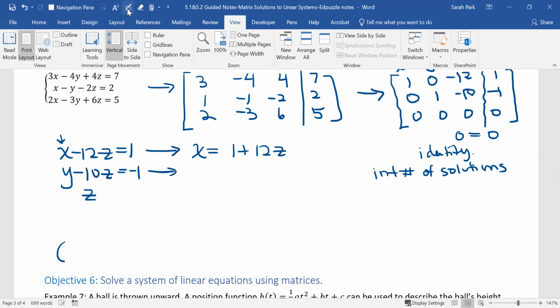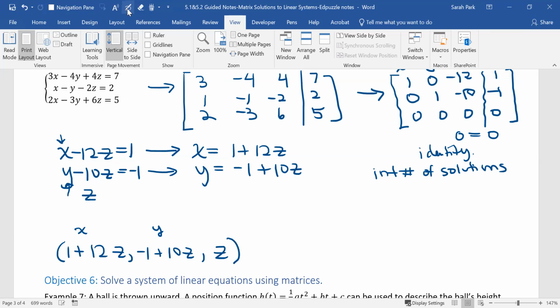And from the second equation, let's isolate the y. y is equal to -1 plus 10z. And so our solution is x can be expressed as 1 plus 12z. y can be expressed as -1 plus 10z. And then z is just z. What this means is the solutions will depend on what you choose for z. And z, what is z? z is any real number. And x and y depend on z.